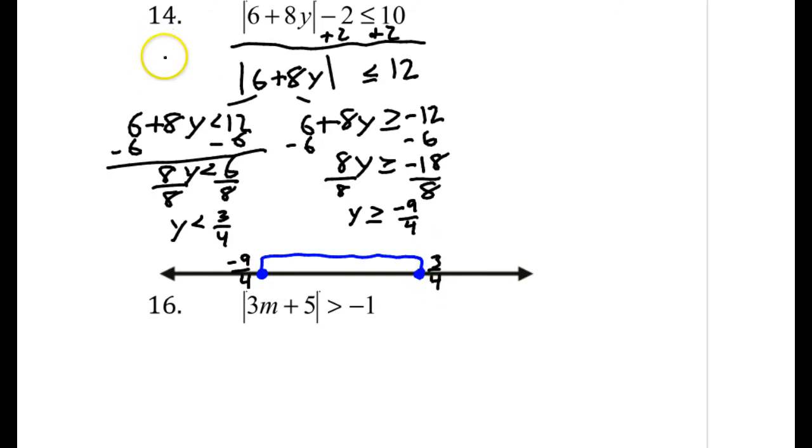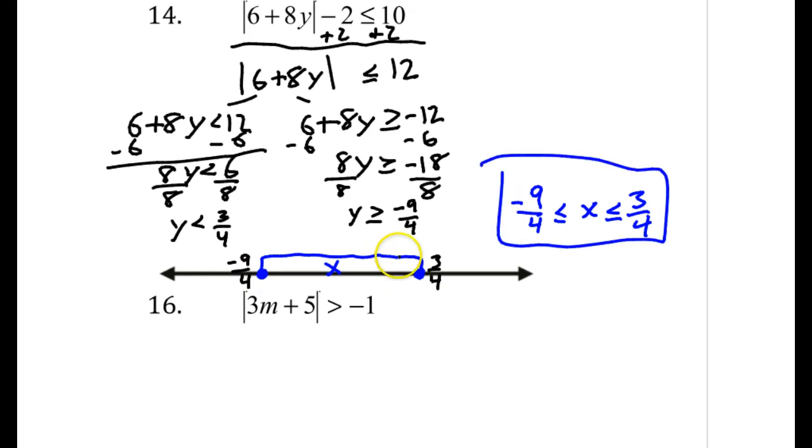And again, let's write our answer as in between. So these are all my answers in between. So I want to write negative 9/4 less than or equal to x less than or equal to 3/4. Only when they're connecting graphs do you write your answer this way. When they go away from each other, that's when you just put the word or.